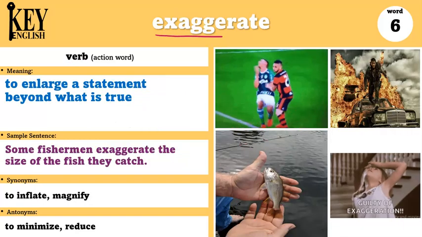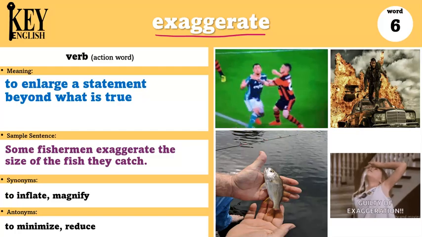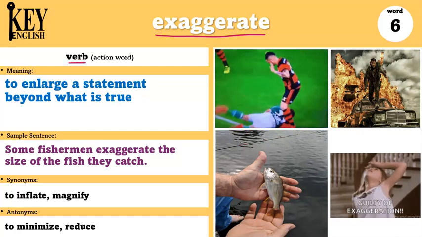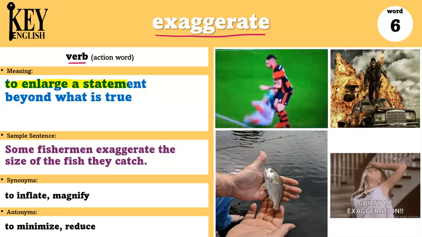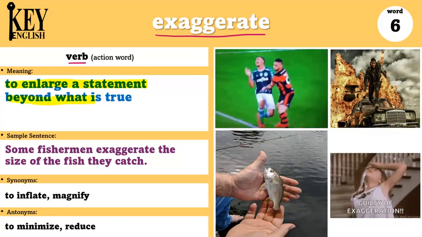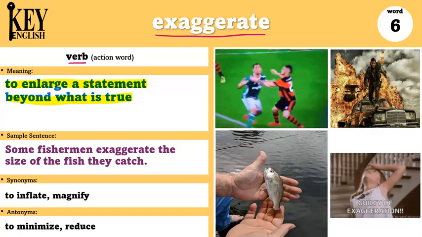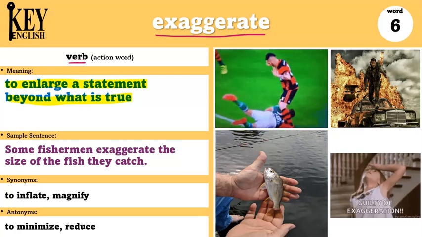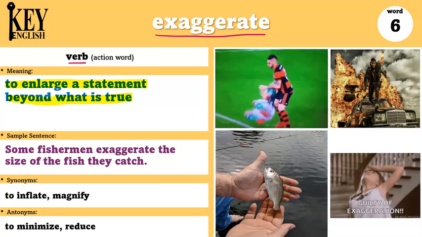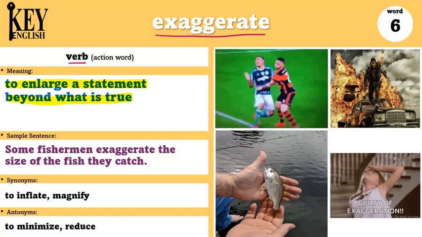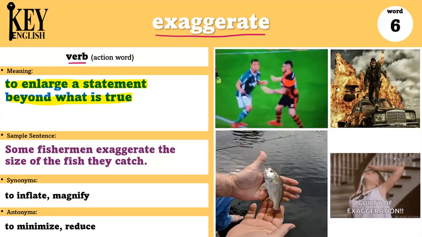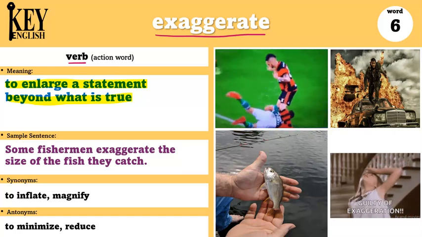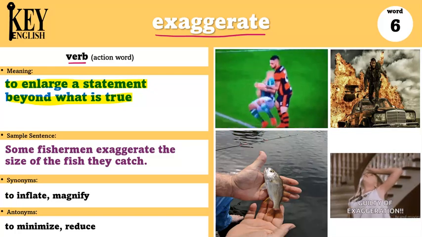Our next word is exaggerate. Exaggerate is a verb, and exaggerate means to enlarge a statement beyond what is true. So when we exaggerate, it means we make something sound bigger, better, or worse than it really is. People exaggerate when they tell stories to make them more exciting or funny.